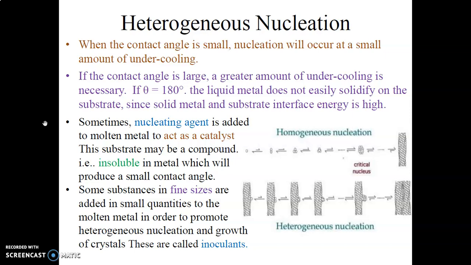Since the solid metal and substrate interface energy is high, sometimes a nucleating agent is added to the molten metal to act as a catalyst. This substrate may be a compound insoluble in the metal, which will produce a small contact angle. So sometimes a catalyst is also added to increase the nucleation rate. Some substrate in fine size is added in small quantity to the molten metal in order to promote the heterogeneous nucleation and growth of crystal.